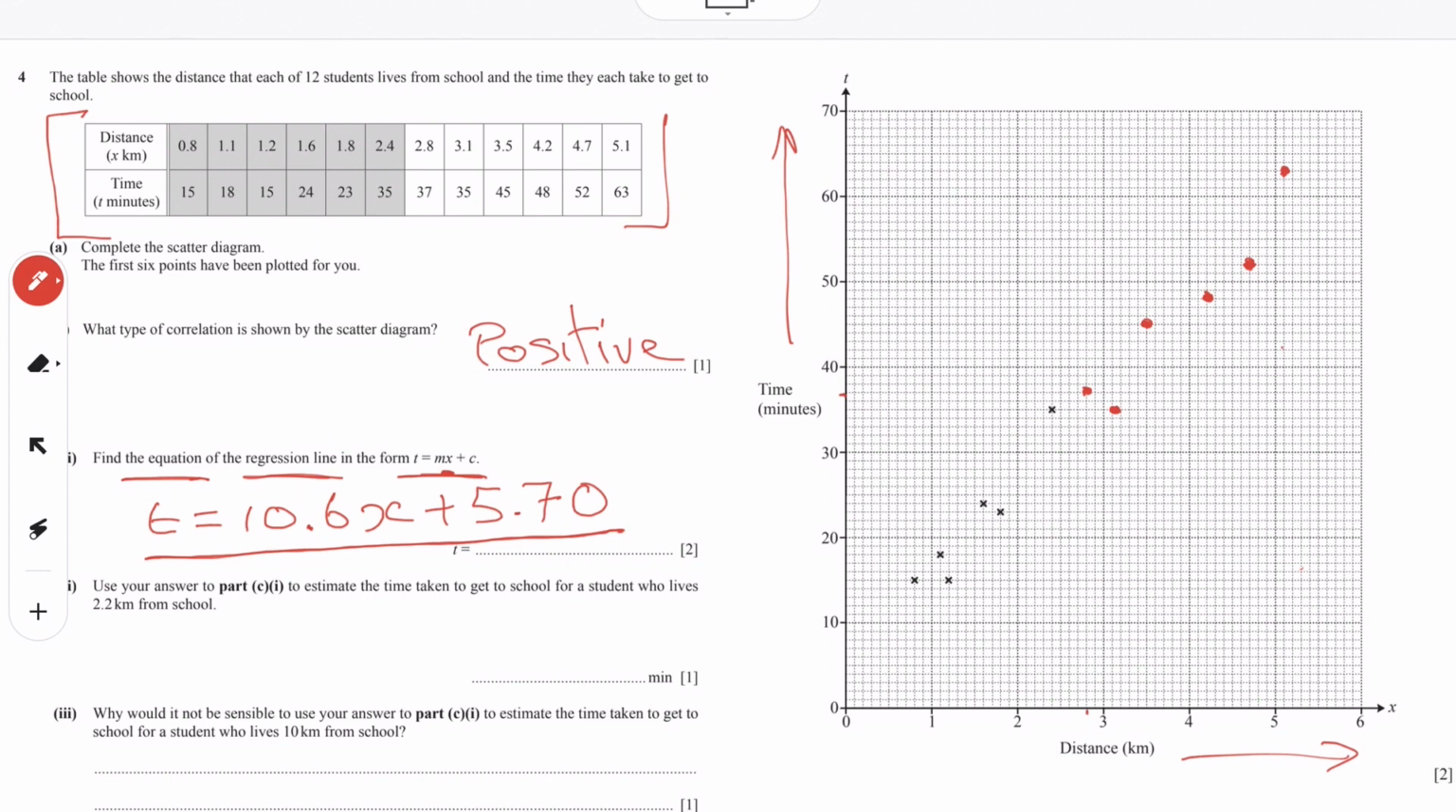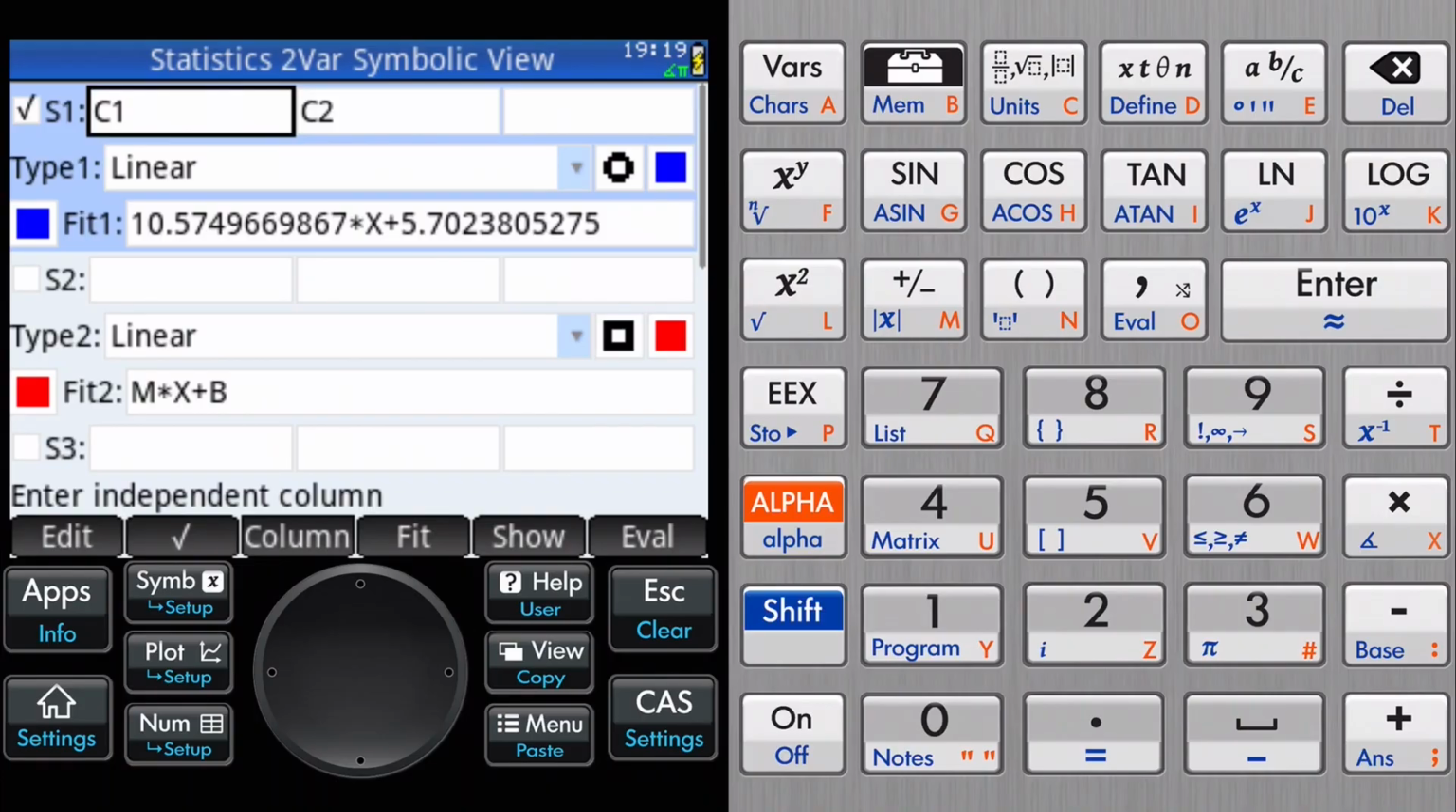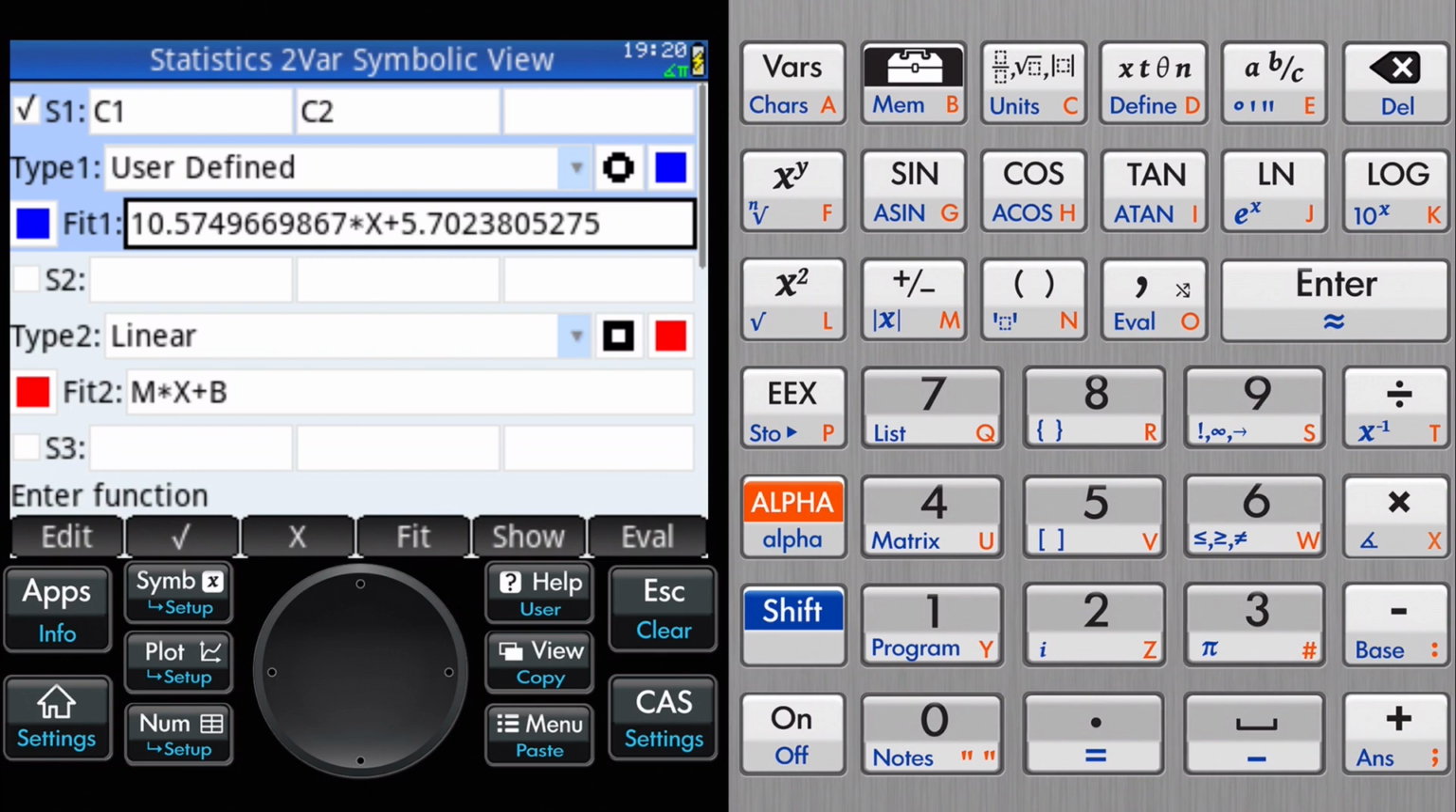Okay, now use your answer to part C to estimate the time taken to get to school for a student who lives 2.2 kilometres away. Now 2.2 is a distance, and we've got an x value here, so I'm going to substitute my x for 2.2. What I'm going to do is go back to the GDC and I'm going to click on it and press Shift and View for copy.